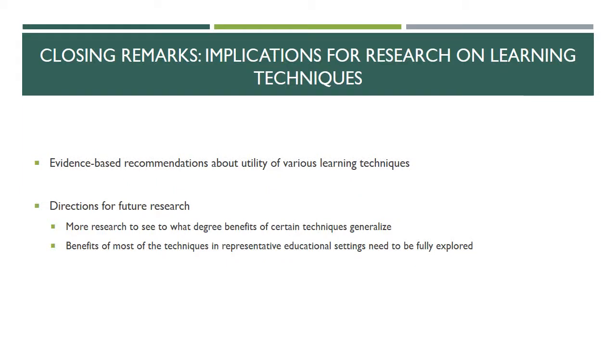It is hoped that this article provided evidence-based recommendations for teachers and students about how useful various learning techniques actually are. There are two possible directions for future research that could have immediate implications for education. The first direction would be more research to fully explore the degree to which the benefits of some techniques generalize. The second direction would be to more fully explore the benefits of most of the techniques in realistic, representative educational settings. Conducting these types of research are crucial if educational changes that will have a good likelihood of actually improving student learning and achievement are to be recommended.